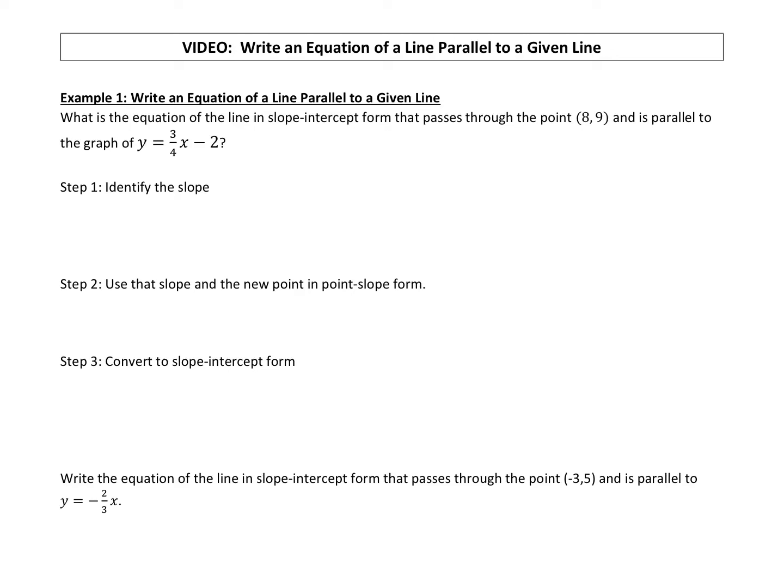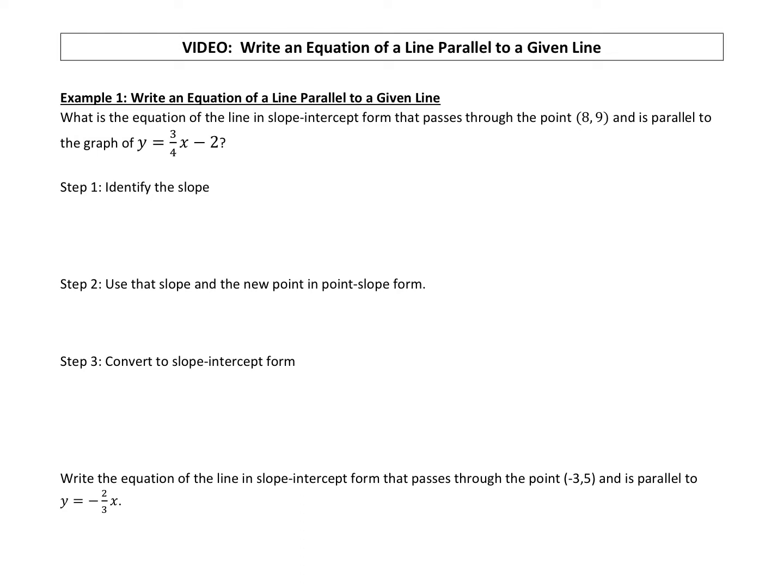All right, now that we know about parallel and perpendicular lines, let's use our knowledge and do some math. So our first example, write an equation of a line parallel to a given line. What is the equation of the line in slope-intercept form? That means we want our final answer to be y equals mx plus b that passes through the point (8, 9) and is parallel to the graph of y equals 3/4 x minus 2.